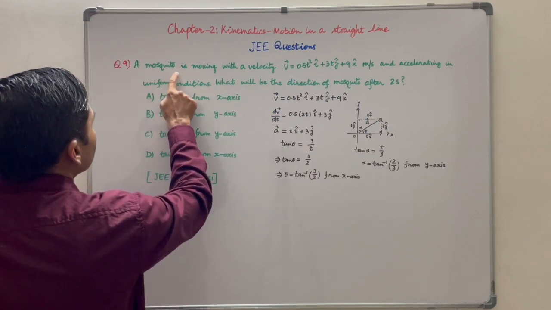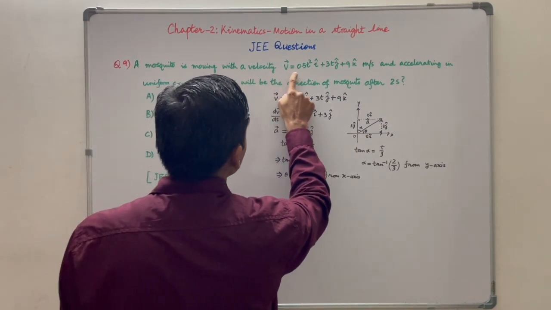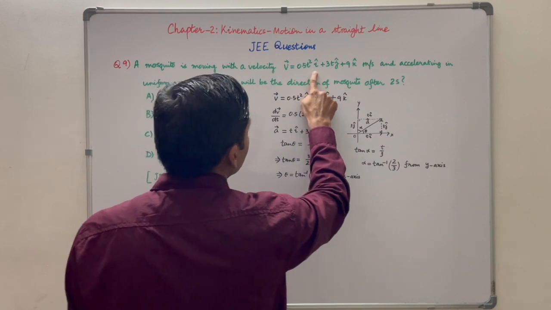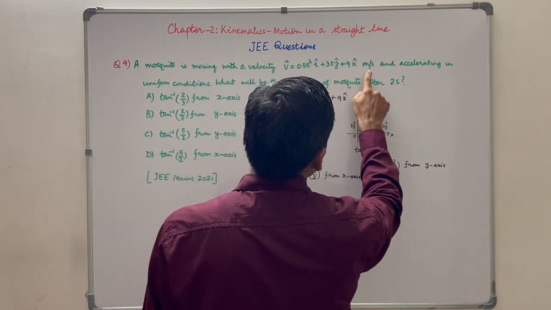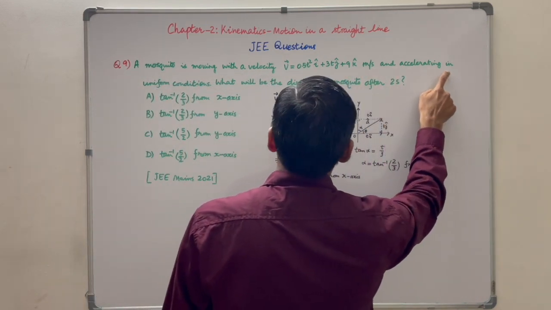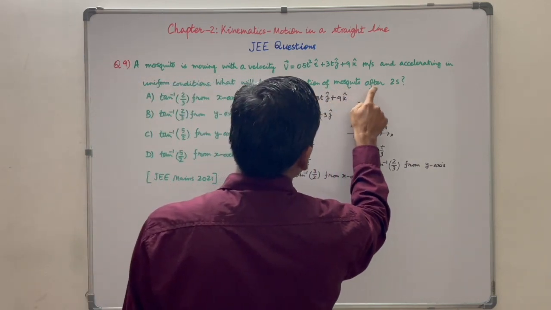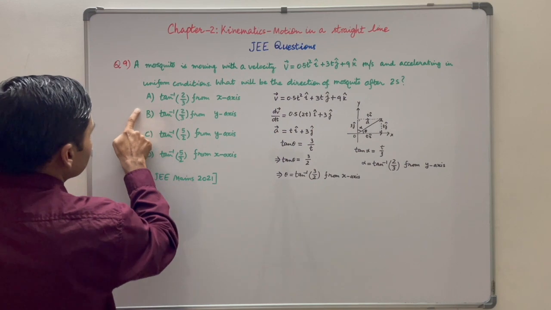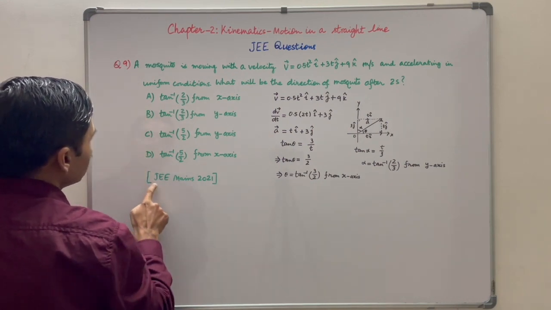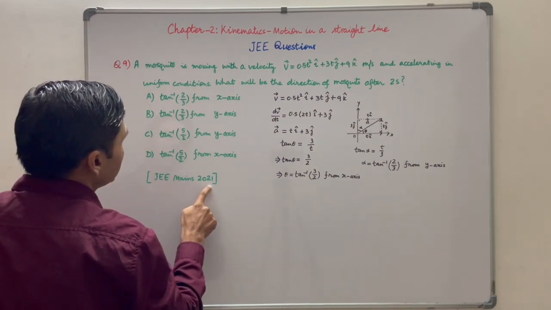Ninth question: a mosquito is moving with a velocity v = 0.5t² i + 3t j + 9k meter per second and accelerating in uniform conditions. What will be the direction of the mosquito after 2 seconds? These are the options given. This question appeared in JEE Mains 2021.